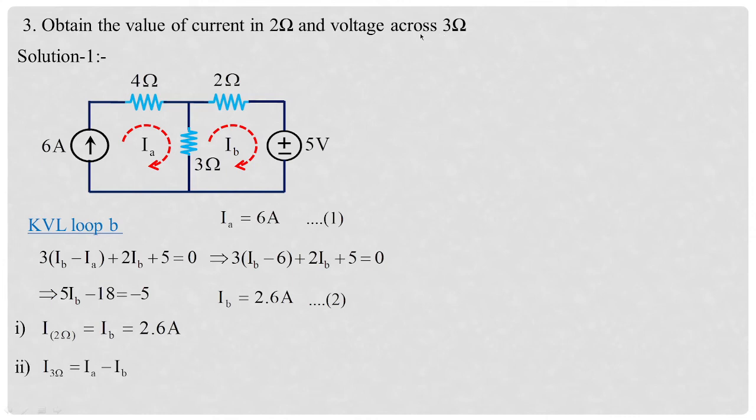And we have to find out the voltage across 3 ohms. According to Ohm's law, V is equal to IR. So R value is 3 and the value of current in this particular loop will be IA minus IB. So 6 minus 2.6 will give you the value as 3.4 amperes. Just multiply this 3.4 amperes with the resistance, which you are going to obtain the value as 10.2 volts.